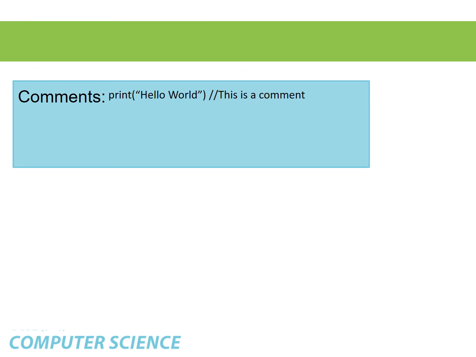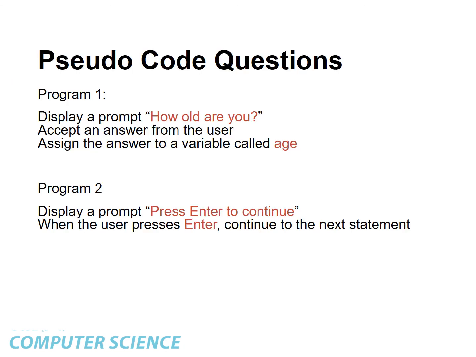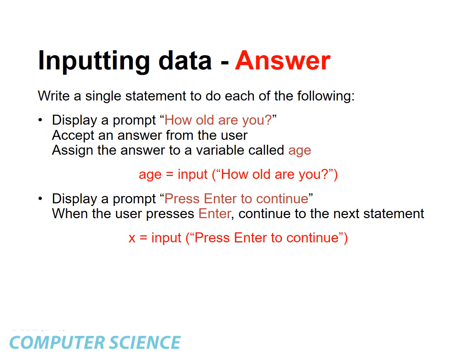Now comments work in exactly the same way as you would expect in Python. However, usually you'd use 2 forward slashes. You've got 2 tasks now to write in pseudocode. Look at the 2 programs and try and write them in pseudocode. Here are our answers. Hopefully you should have found that fairly simple.